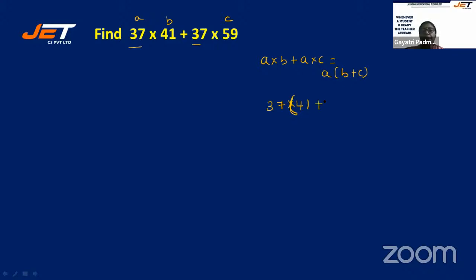41 plus C is 59. See how easily we are able to do. 37 into 9 plus 1, 10. 5 2s are 10, which is 3,700. Okay.